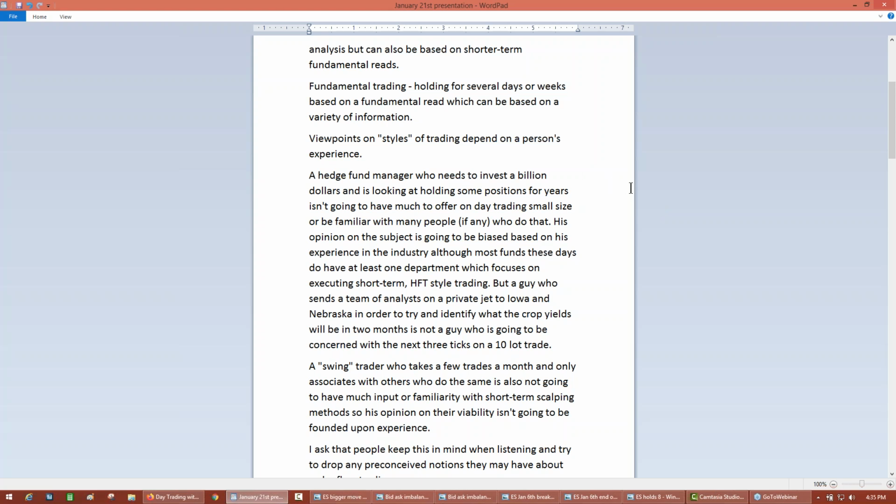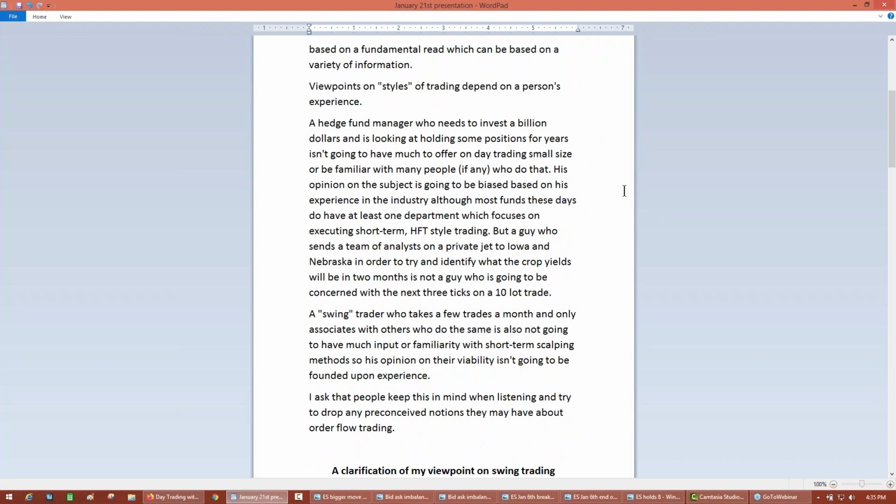Another part of the presentation that I want to talk about is viewpoints on styles, because there's a little bit of misunderstanding on the part of some people about my viewpoint on swing trading, for example, and I'll get to that in a second. But you always have to remember when you're researching styles of trading and what you want to do and what might fit your personality, right, slash time frame.